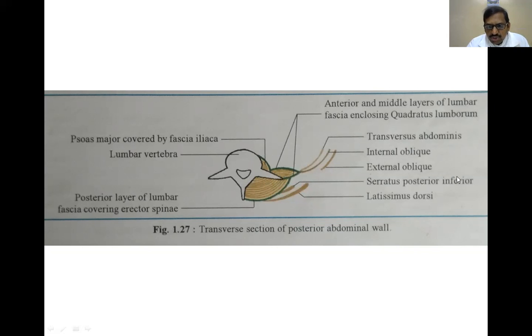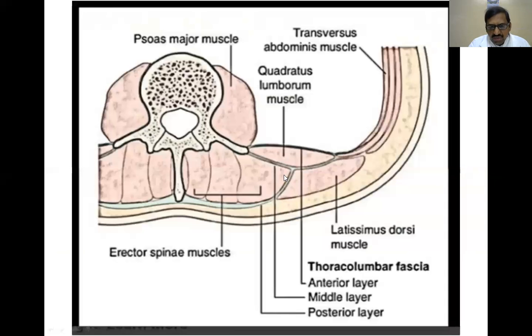The serratus posterior inferior and latissimus dorsi are attached to the posterior layer of the thoracolumbar fascia. Actually, they are not back muscles. They are migrated muscles. Because of this reason, they are supplied by the anterior ramus. Back muscles usually are supplied by the posterior ramus of the spinal nerve.